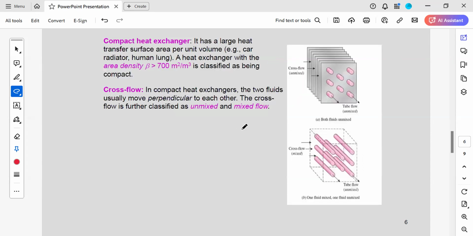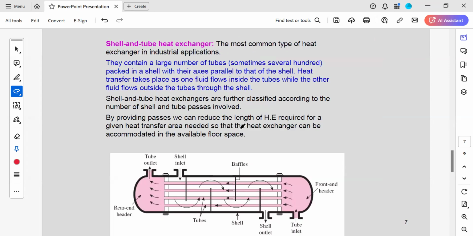Next one is the shell and tube heat exchanger. Shell means a large cylinder. Next, inside there will be a number of tubes. A large cylinder, and inside it a number of tubes will be there.